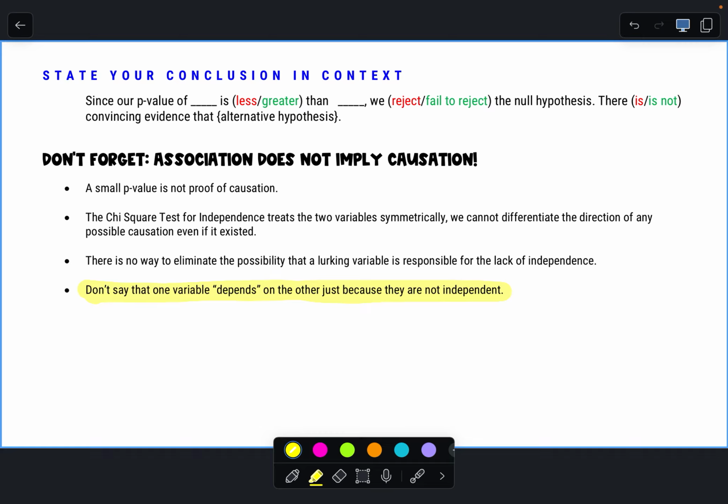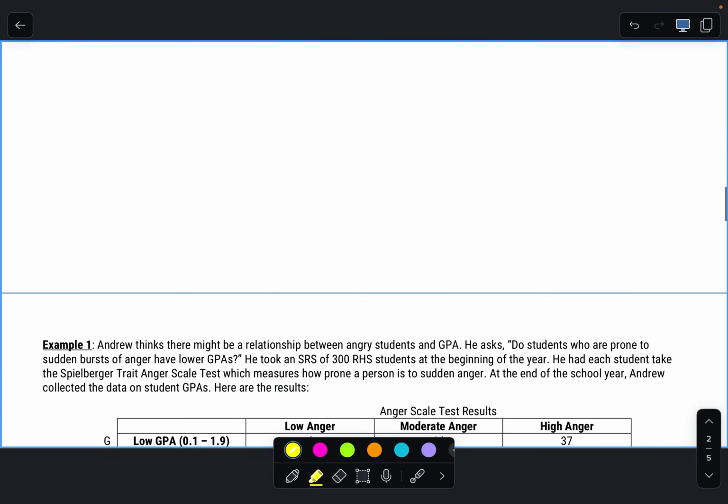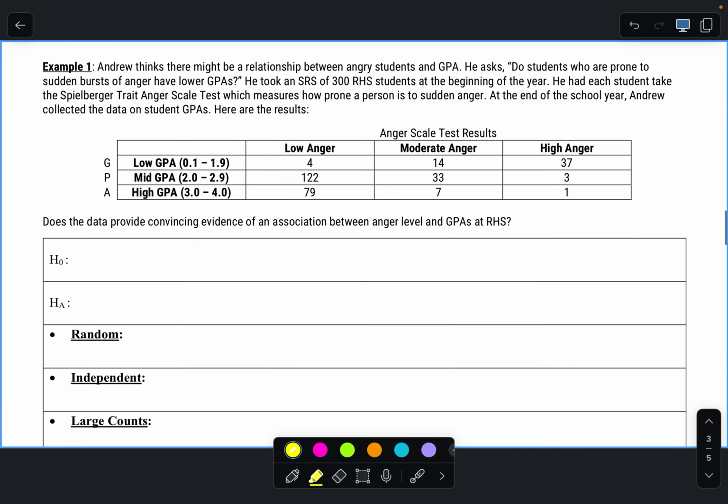They will ask you questions saying, can we say gender causes what type of animal you have? If you don't have a controlled environment, and usually that's like a well-designed experiment, you cannot say that. So just because we decide there's no association, we cannot go in and say that they are, or we decide there is an association, we cannot say that they are causing each other just because of how you collect your data. Okay, let's go in, let's do one together, and then we'll try one on our own.